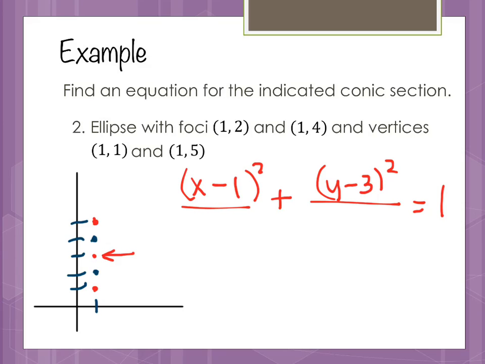The only thing that I actually have to calculate is what goes underneath x and what goes underneath y. Well, the y value is going to be the distance that I went from the center out to the vertex, squared. So what is that distance? 2, and if I square it, I get 4. So the value underneath the (y minus 3) squared is 4.